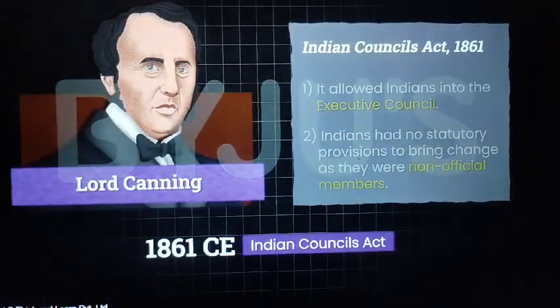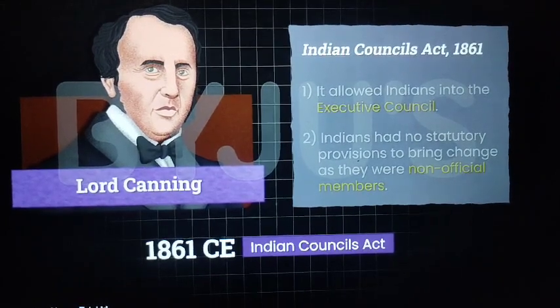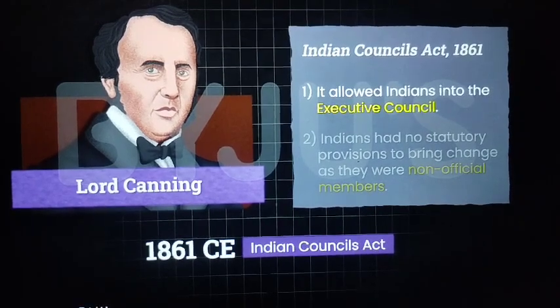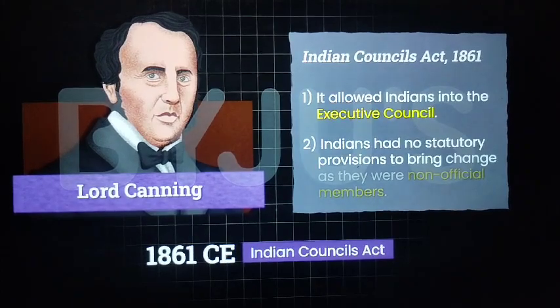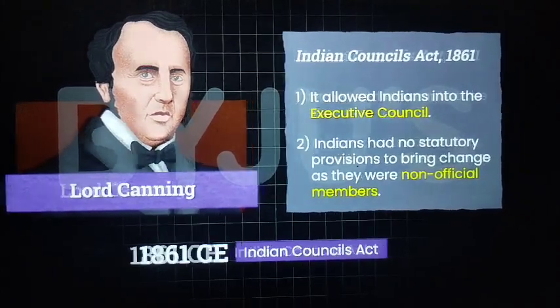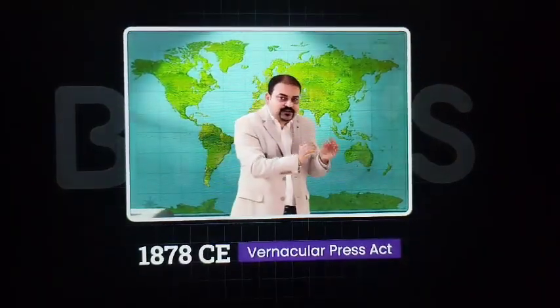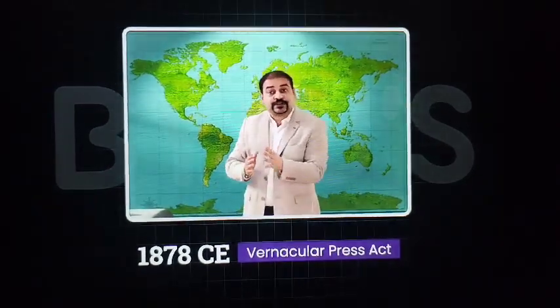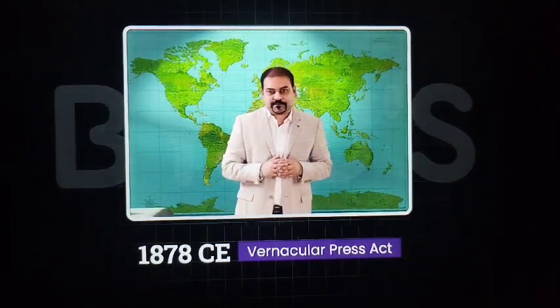In 1861, Lord Canning enacted the Indian Councils Act, which allowed the Indians into the Executive Council. Even though Indians were nominated to the council, they had no statutory provisions to bring change as they were non-official members. Further, the British government noticed the rise in nationalism and enforced repressive measures like the Vernacular Press Act of 1878 to curb the spread of nationalist thoughts in the vernacular newspapers.